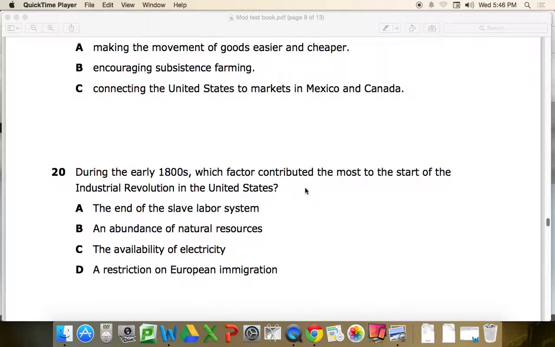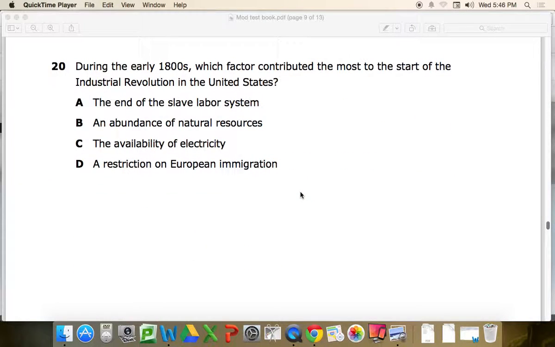The next one, question 20, was a four-answer choice one. I had a few of these for you on questions that I felt were pretty simple. And obviously I was wrong on this one. During the early 1800s, which factor contributed the most to the start of the Industrial Revolution in the United States? That answer choice should have been the abundance of natural resources. I think that some of you might have connected electricity with that, or even connected it to the end of the slavery system. But remember that the key words on this question: contributed the most to the start of the Industrial Revolution. Most and start are your key words here.